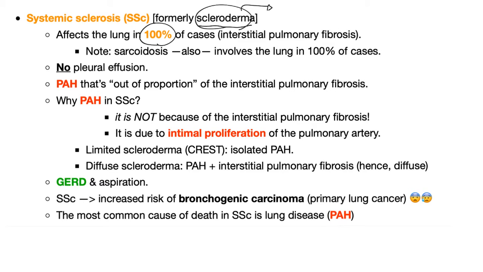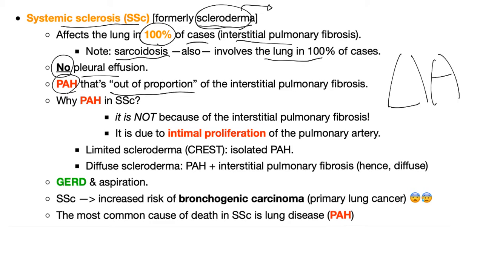It affects the lung in 100% of cases, causing interstitial pulmonary fibrosis. Also, sarcoidosis involves the lung all the time. No pleural effusion with systemic sclerosis. Wow. Pulmonary arterial hypertension, that's out of proportion to the interstitial pulmonary fibrosis. You do the chest x-ray or the CT, a very mild fibrosis. But the pulmonary hypertension, man, is ugly.